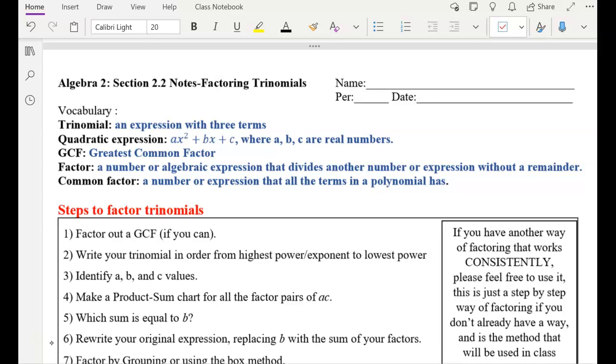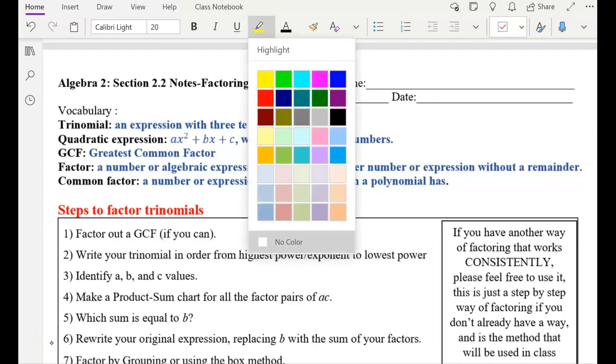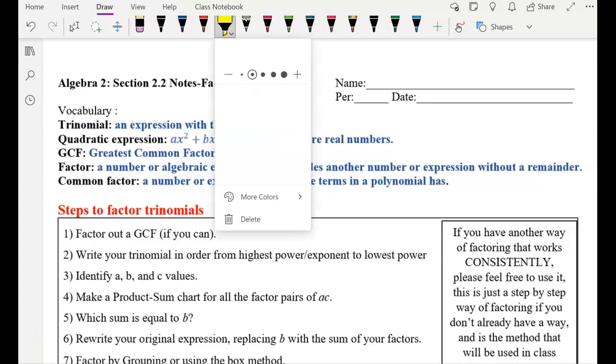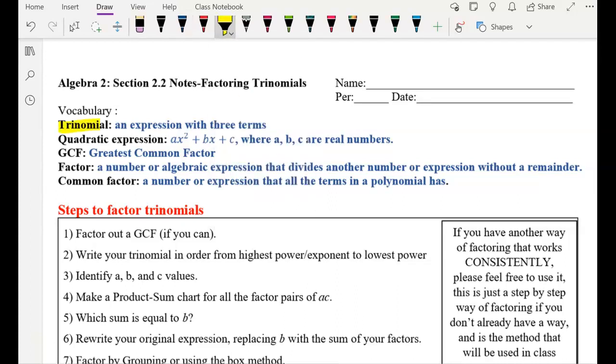Okay, so this is now our notes on factoring trinomials. Okay, so let's go through some vocabs really quickly. The first one is the word trinomial. And as you know already from 2.1, trinomial just means we have three terms, right?